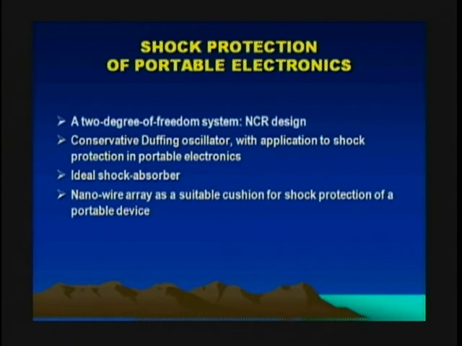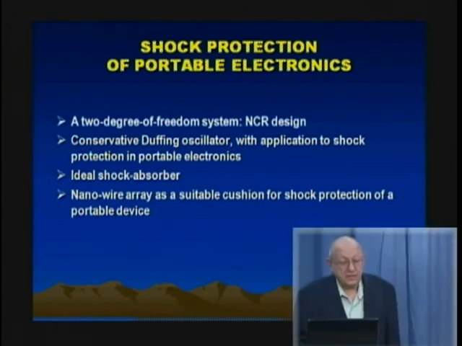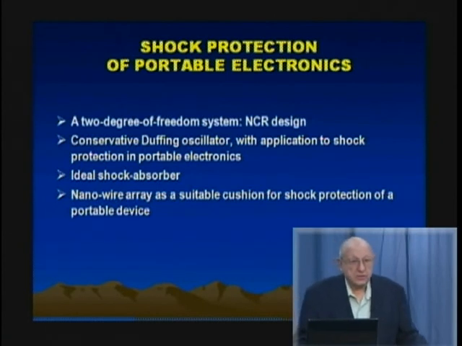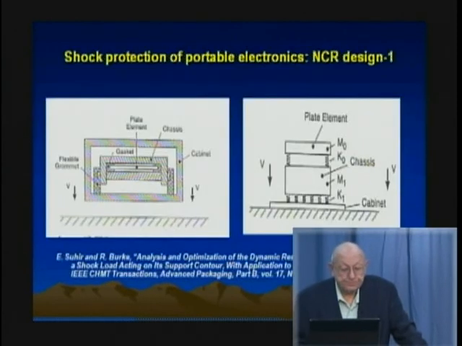And maybe there is a reason for that. We don't want to make the structure overcomplicated, even while pursuing a good thing like increasing reliability. So then I will consider a conservative buffering oscillator with application to shock protection of portable electronics, and an ideal shock absorber, which is ideally what we probably should be shooting for. And then a nanowire array as a suitable cushion for shock protection of a portable device.